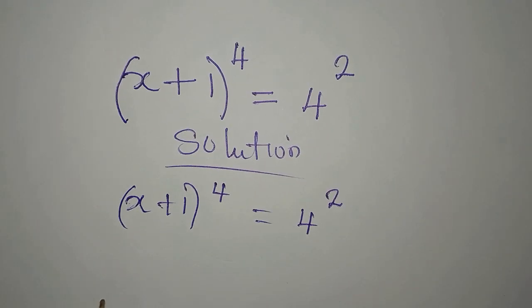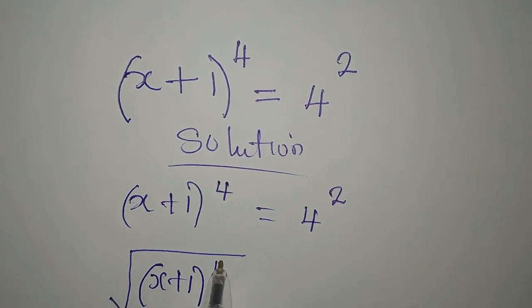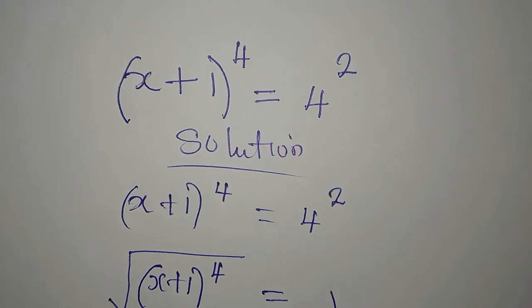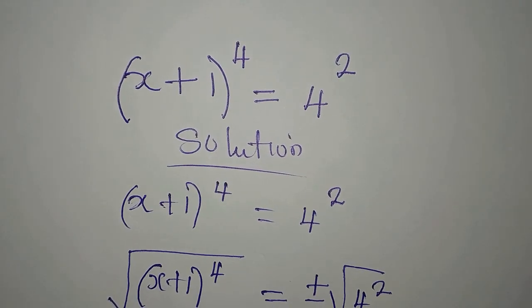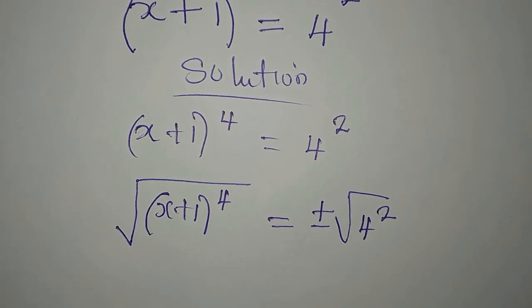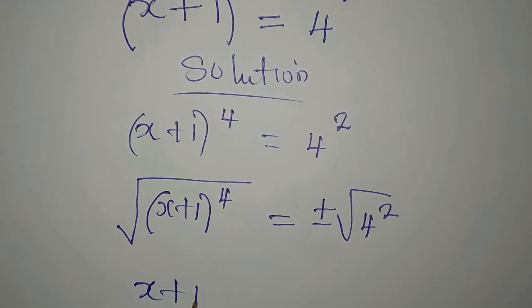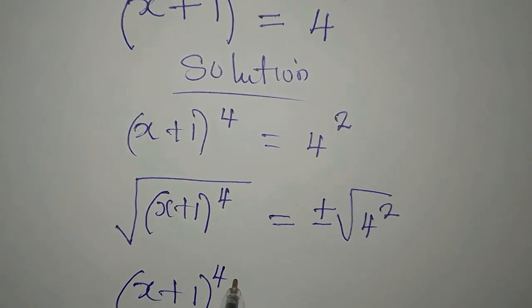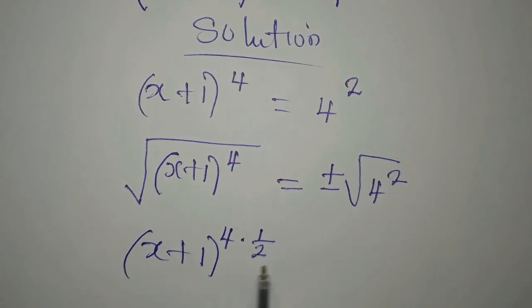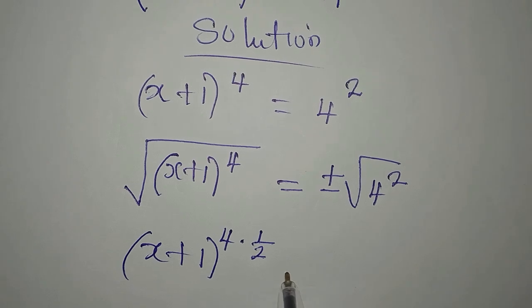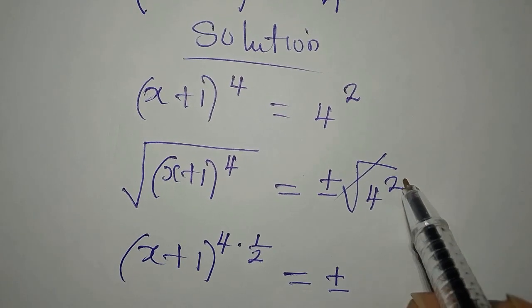Okay, so we take the square root of (x + 1)^4. Then we take the square root of 4^2. But this will turn to a positive or negative value, right? Now, remember that the square root of this is the same thing as (x + 1) to the power of 4 multiplied by 1/2. Okay, because of the square root, we'll have this, right? Then this is equal to plus or minus the square root, and the square will cancel.